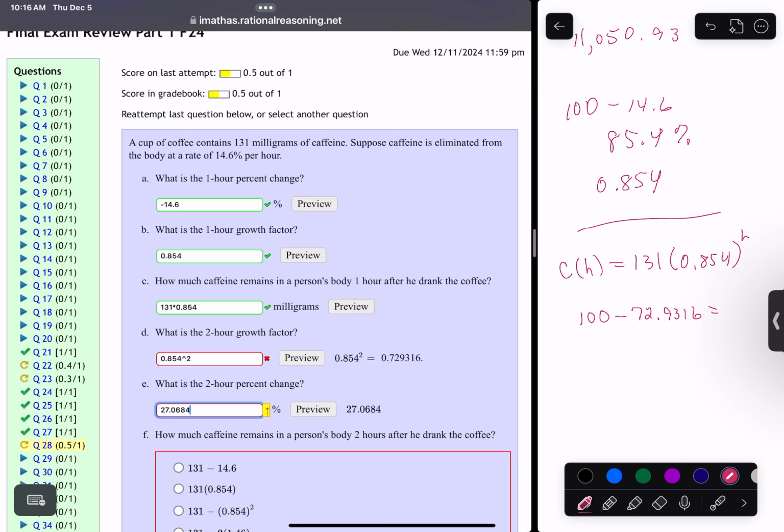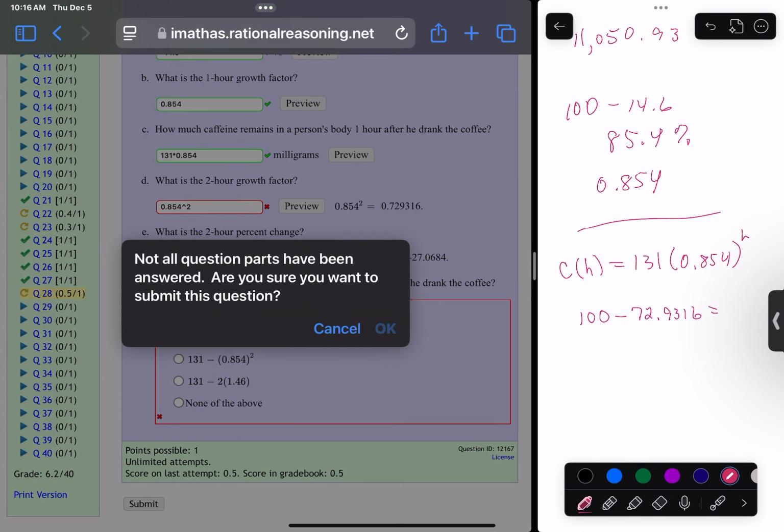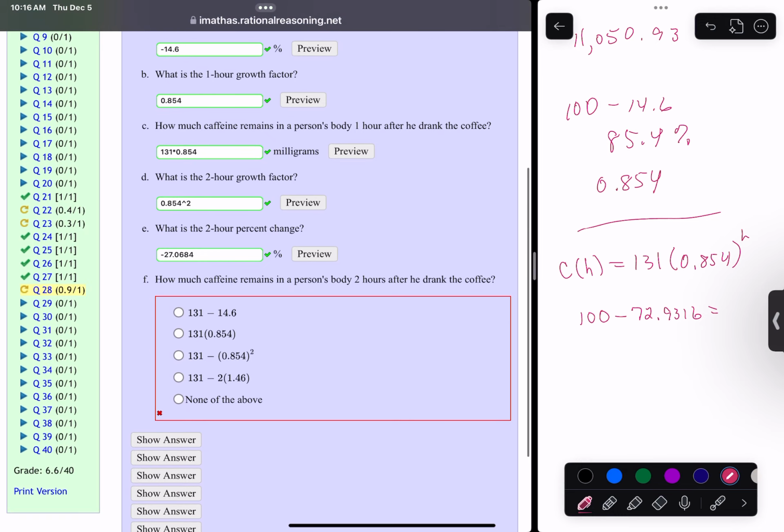27.0684. Okay. And it is going down, so please let's make that a negative. Okay, how much caffeine remains in a person's body 2 hours after? Well, we know that we could multiply by 0.854 twice. I don't see that as an option. That middle one where you're subtracting 0.854, it's not right.